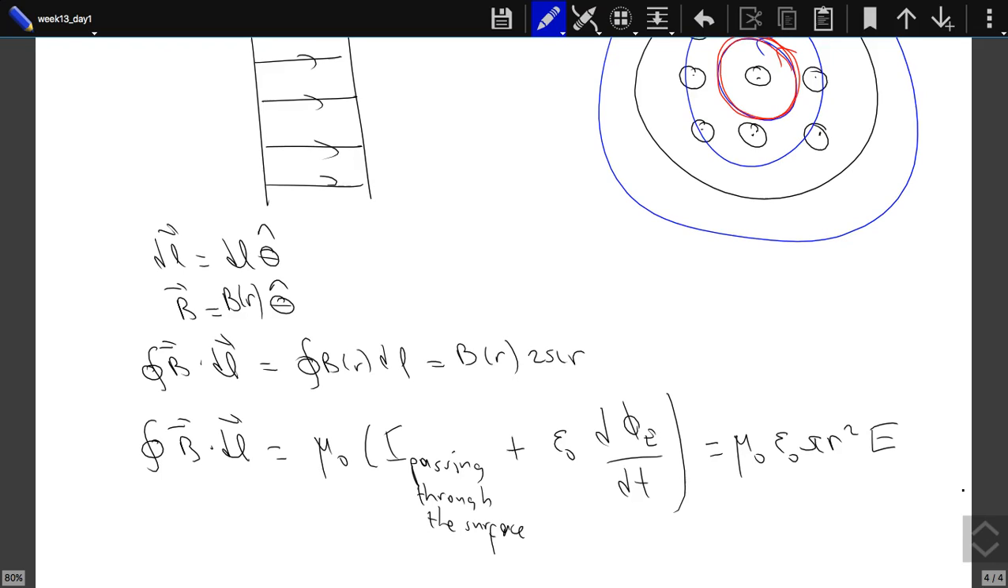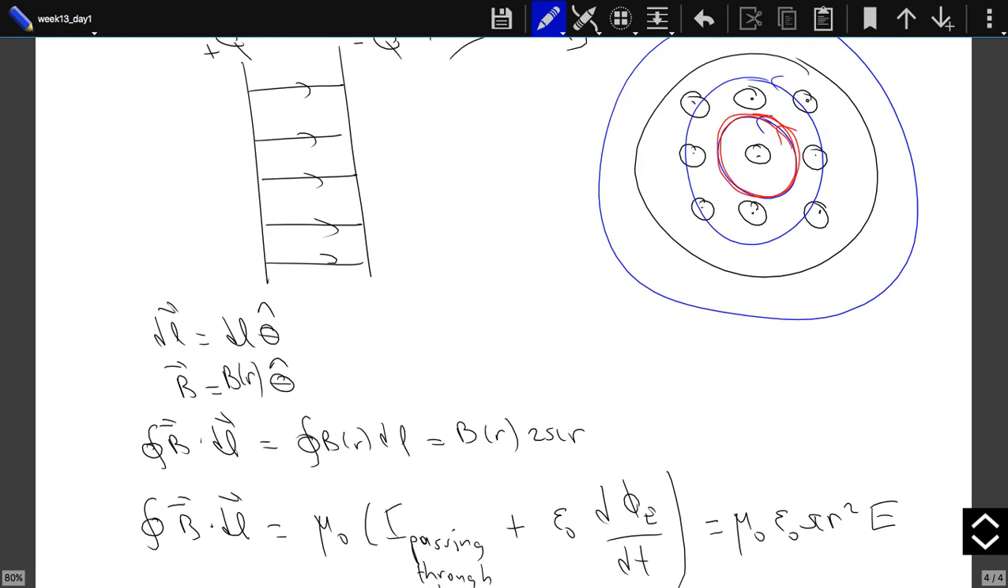Is it plus E or minus E? Plus E, because if you just imagine, this is my loop. You just choose your right-hand rule. This is the direction of positive flux. If the electric field is pointing in that direction, more or less, then the flux is positive. If it is pointing in the opposite direction, then the flux is negative. So in this case, the flux is positive.